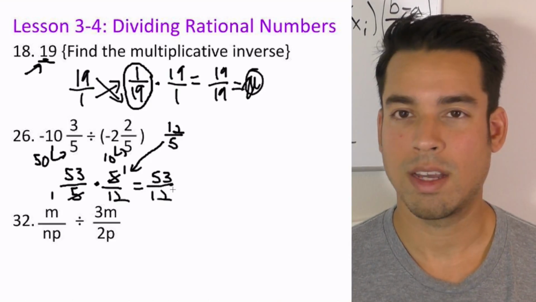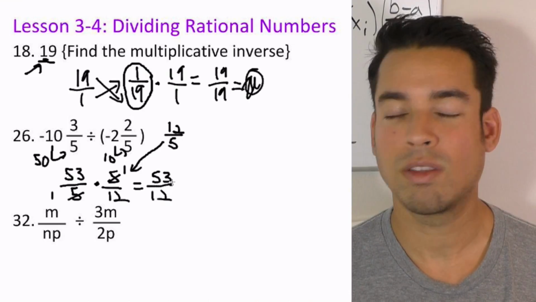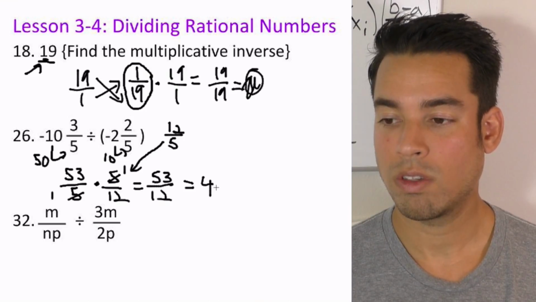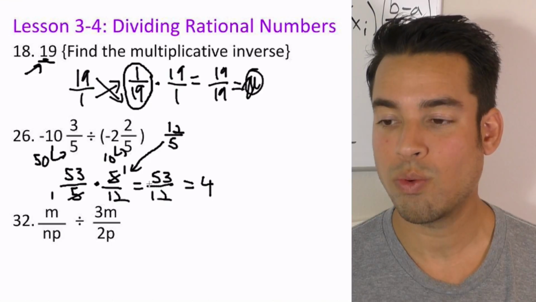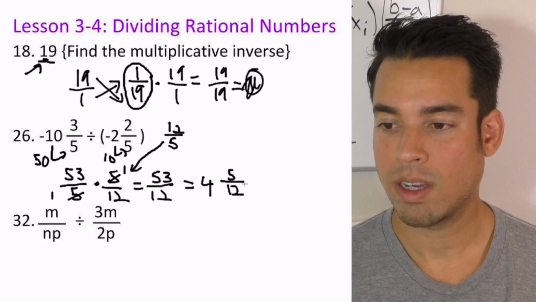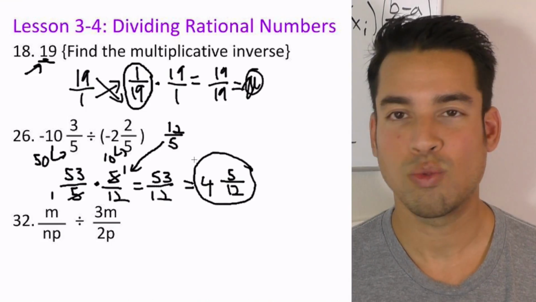And if we want to simplify this, we basically divide. How many times does 12 go into 53? 4 times. So this ends up being 4, and what's remaining, because we got 48, we pulled 4 12s out of this, and we got 5 left. So our final answer is positive 4 and 5/12.